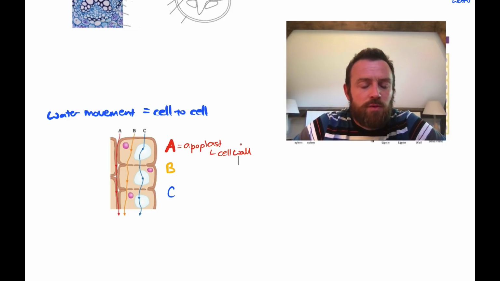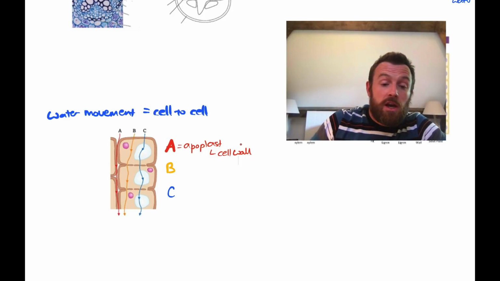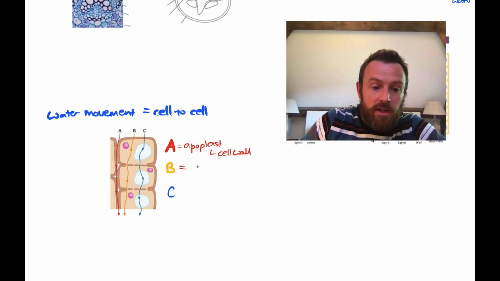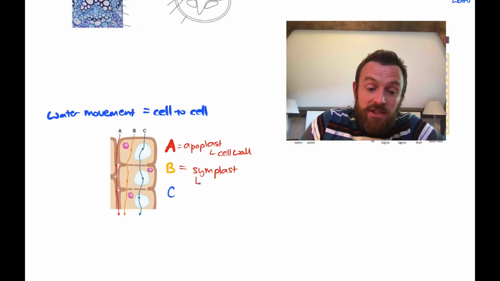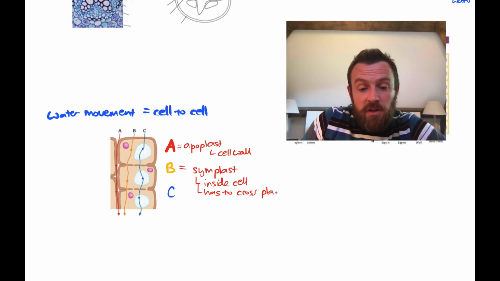The second pathway is water can move inside the cytoplasm of cells via the symplast pathway. I'm going to keep using red because orange isn't great to write with. So symplast. And this is, so it has to cross the cell membrane. So inside the cell. And it has to cross the plasma membrane, the cell surface membrane.